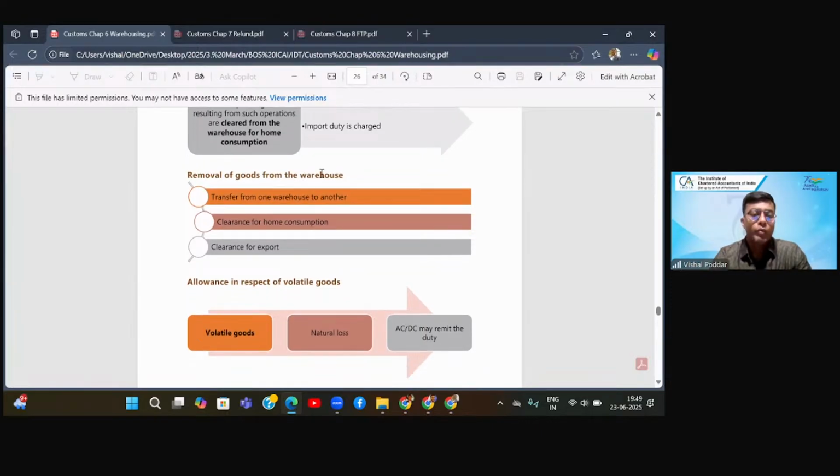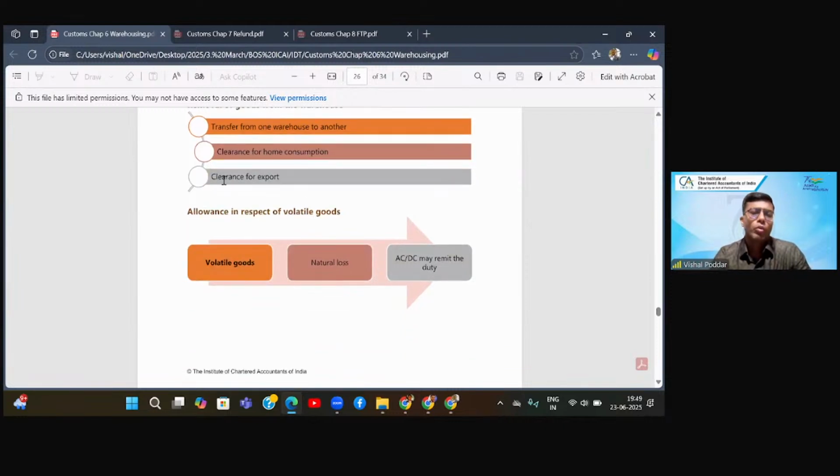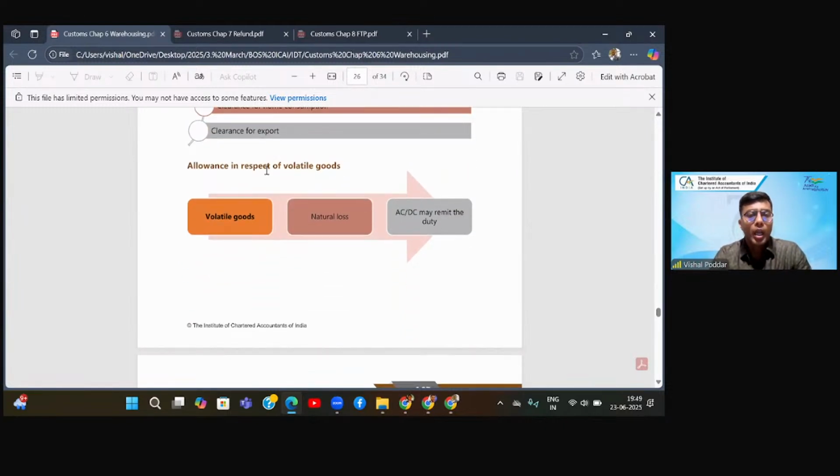Next, removal of goods from warehouse. One, it can be removed because you want to shift it to another warehouse. Second, finally for your home consumption. Third, you want to export it. Now, allowance in respect of volatile goods. I had kept 1,000 tons in the warehouse, but when I'm removing, out of 1,000, I'm only getting 980 tons. 20 is not there. Now, when any lesser amount is removed from the warehouse, you are supposed to pay the duty of goods you're removing. That is fine. But what about this 20 tons in my case?